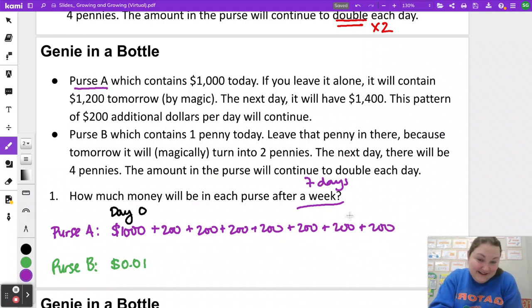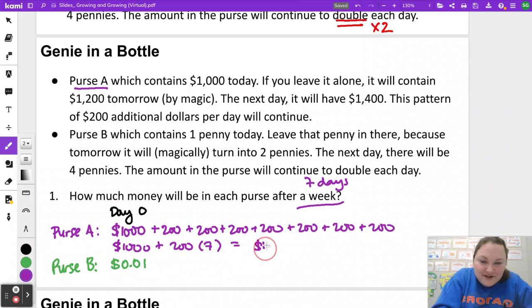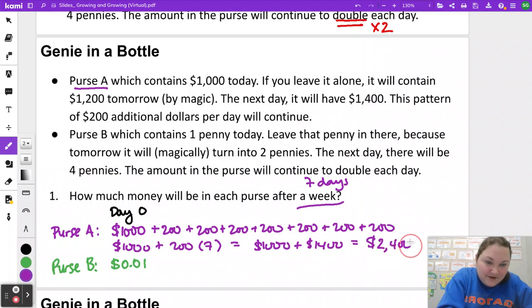Now, you could have written it like this. There is an easier way to write out all of these $200. You could have also just said we're starting with that $1,000 and we are going to add 200. We're going to add 200 7 times and written it like that. Either way you do it, that is going to give you the $1,000 we start with, plus all of those 200s add up or multiply to give you $1,400. And so after 1 week, that purse is going to have $2,400 in it. That is a lot of money.